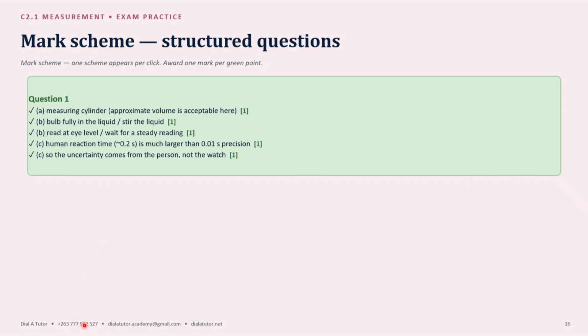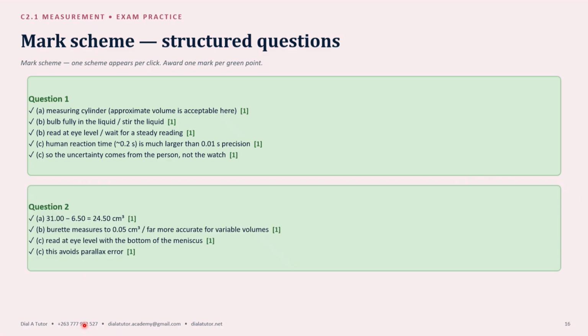Let's go to the next question. For the answer to question 2A, remember the initial reading was 6.5. So you take the final reading minus 6.5 to get your volume to be 24.5 cubic centimeters.